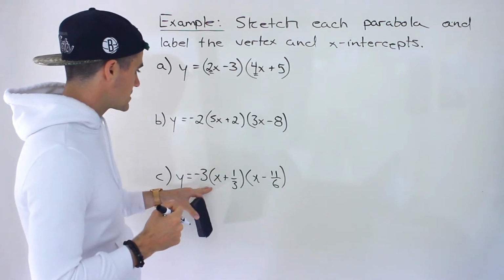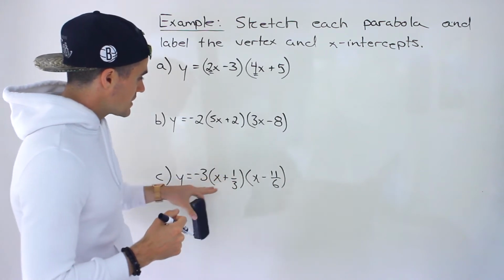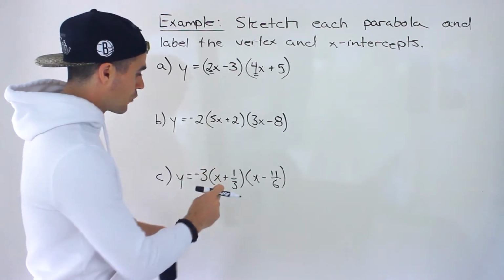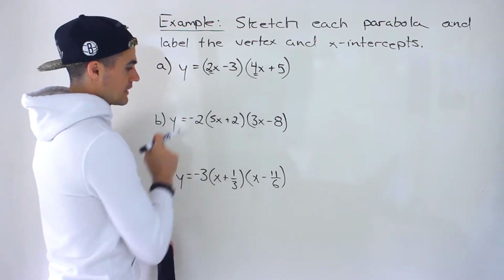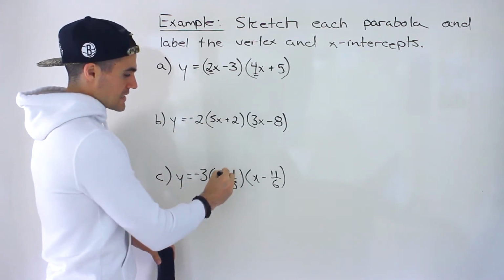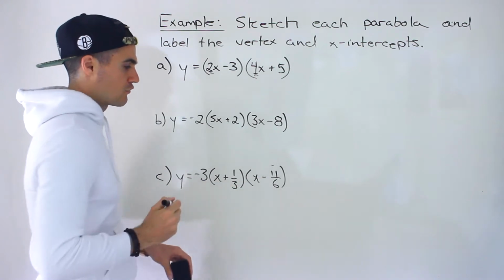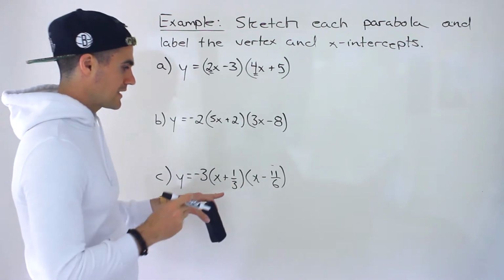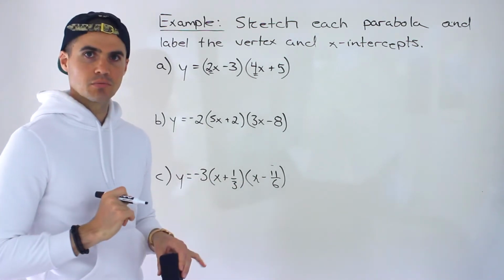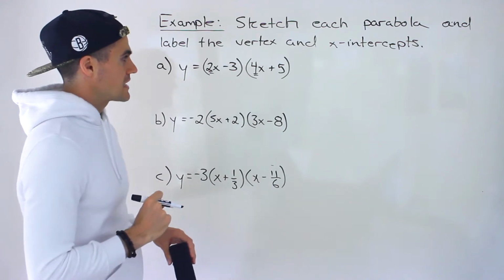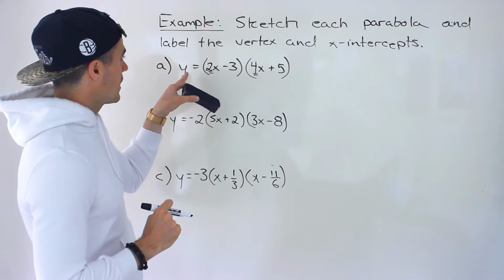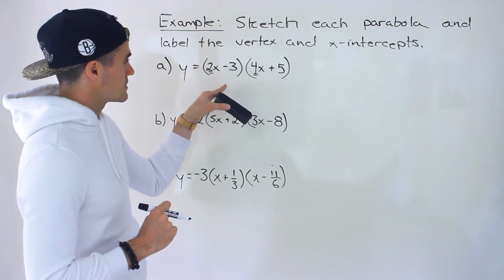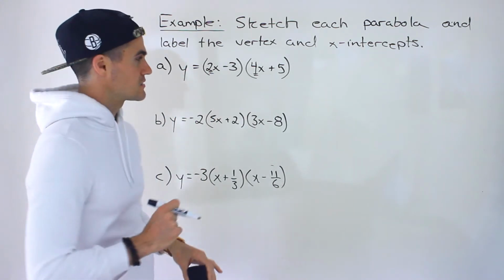And then here, part C, these are actually in that same format where the x is by itself. There's no coefficient in front, like in A and B, but notice that these values are fractions. So again, the algebra is going to be a little bit more complex, but the same process is going to apply. So let's start off with part A. We've got y equals 2x minus 3 times 4x plus 5.